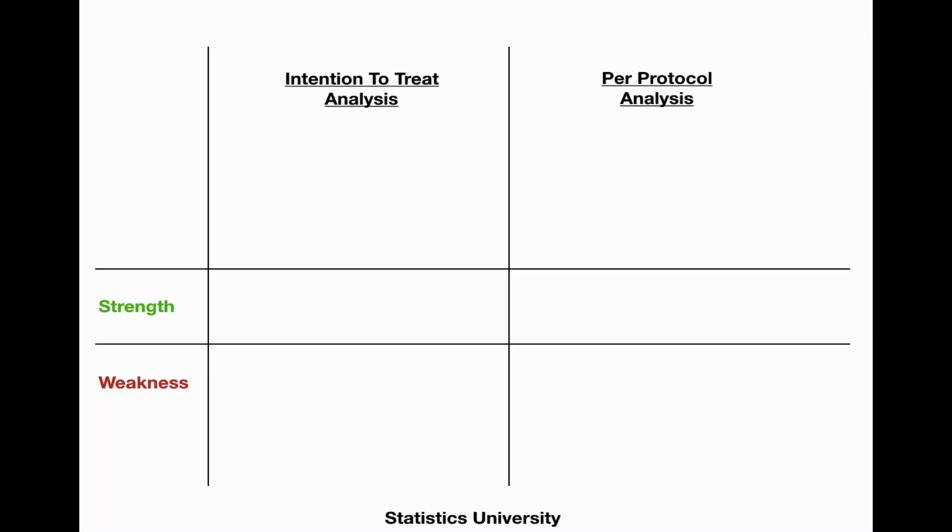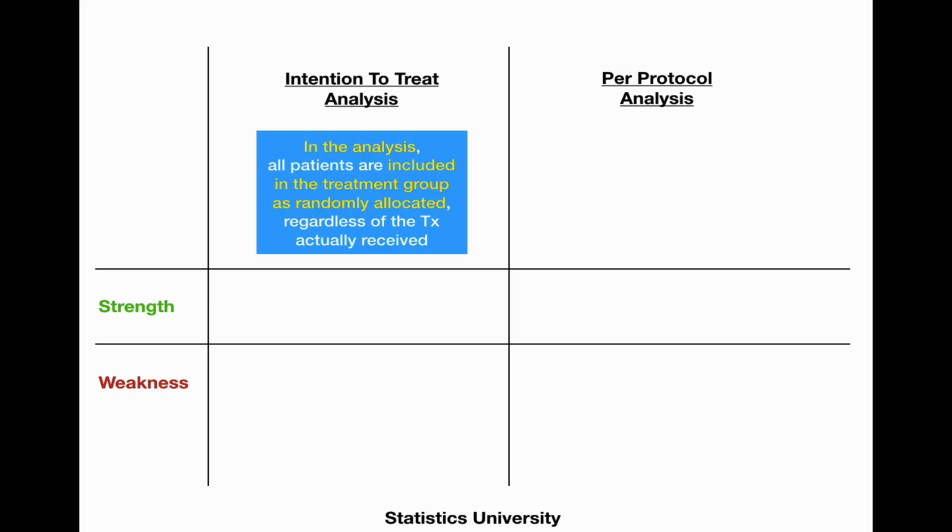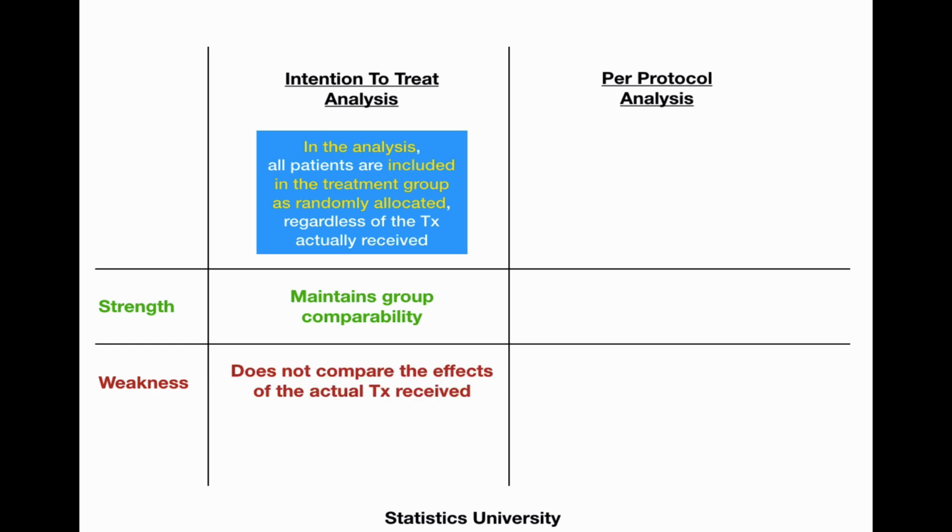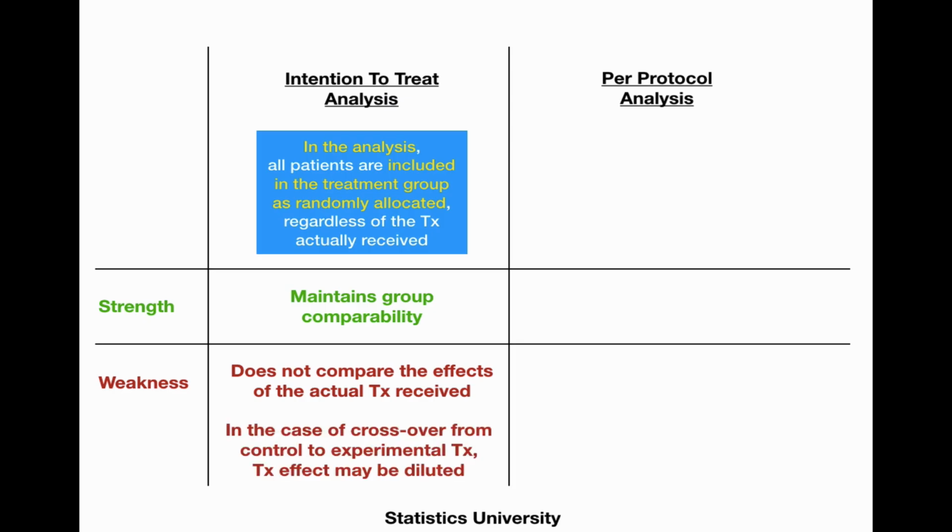If we compare them, we see that the intention to treat analysis is the type of analysis where all patients are included in the treatment group as randomly allocated, regardless of the therapy that they actually received. Because sometimes patients drop out or they cross over to the other treatment arm. The strength of this approach is that it maintains group comparability as per randomization. The weakness is that it does not compare the effects of the actual treatment received, and in the case of crossover from the control to experimental therapy, the therapy effect may be diluted.